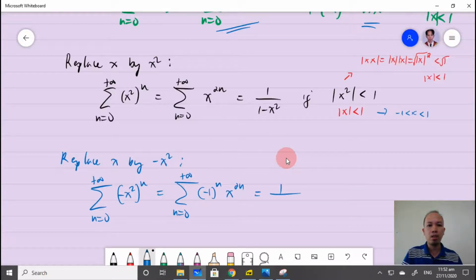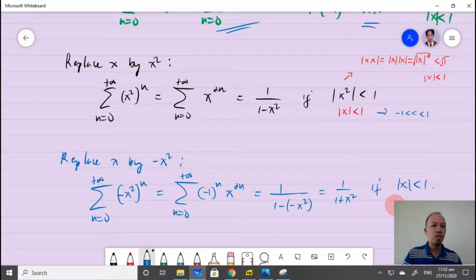And this is equivalent to 1 minus the quantity negative x squared. If you simplify this, this is 1 plus x squared. Of course, this holds when x is less than 1. Again, we replaced x in the above by negative x squared, and if you simplify it, it will become like this.